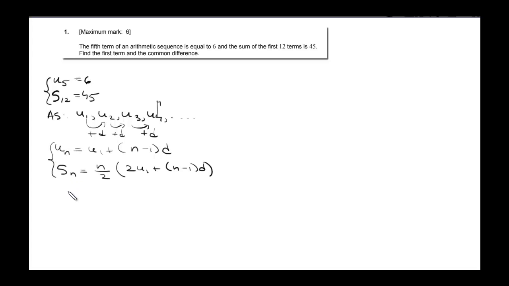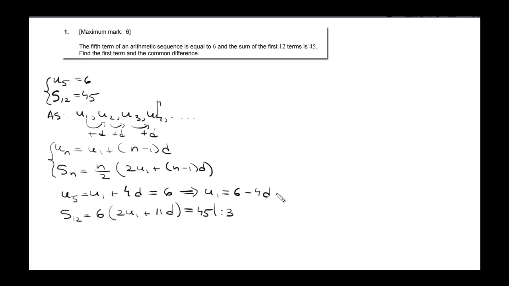Now we apply the formulas for our data, and we have the first one for n equals 5. We have U5 equals U1 plus (5 minus 1), that is 4, times d equals 6. And the second one we apply for n equals 12. So we have S12 equals 12 over 2, that is 6, into (2U1 plus (12 minus 1), that is 11, times d) equals 45. We can divide this equation by 3 on both sides. We can make U1 subject of the formula and we replace it in the second equation.